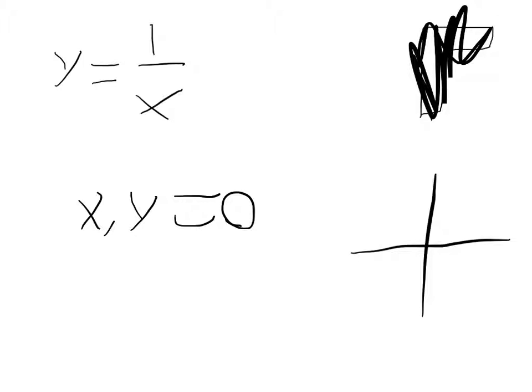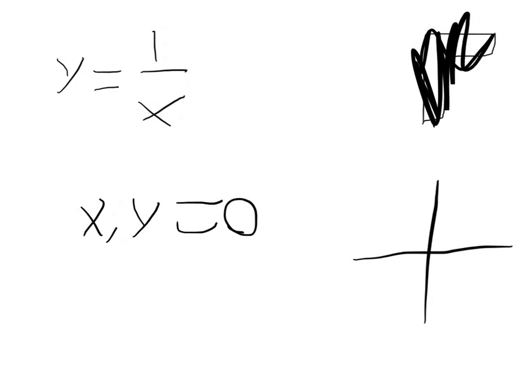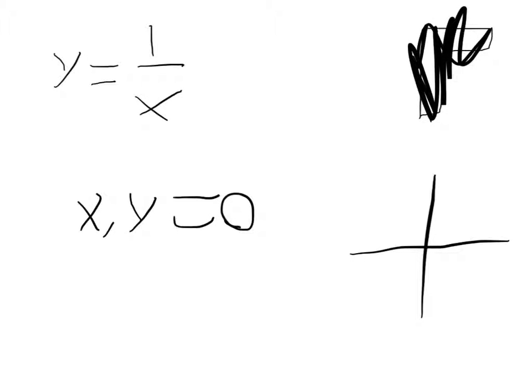Now it is time to graph it once again. Since our asymptotes are both 0, we would just plot the center of our graph in the middle, and we just have our points like this. So the y-axis and the x-axis would be our asymptotes.